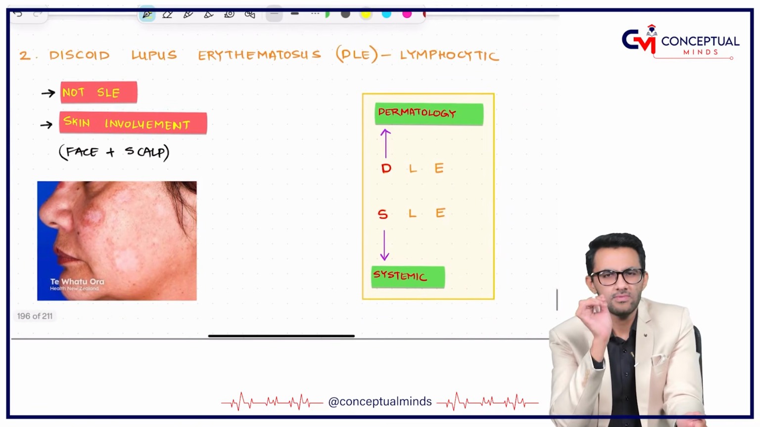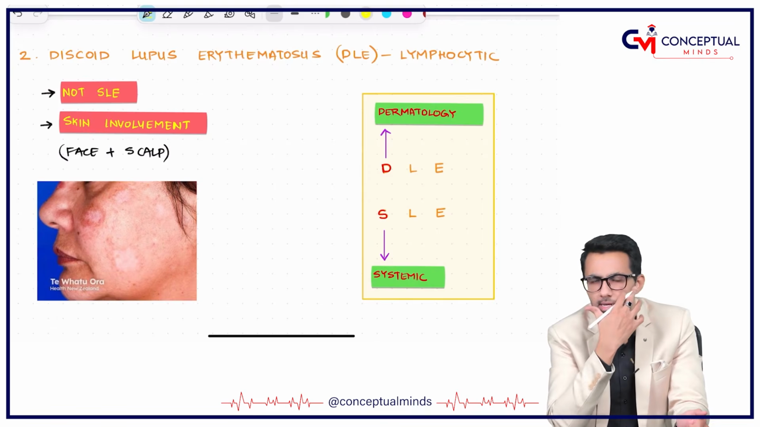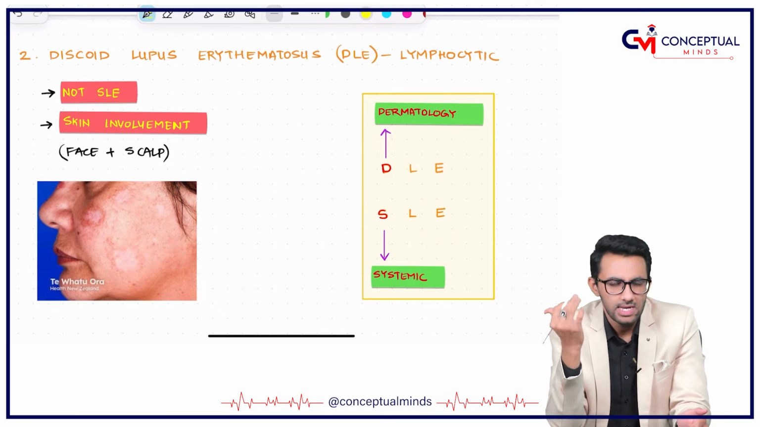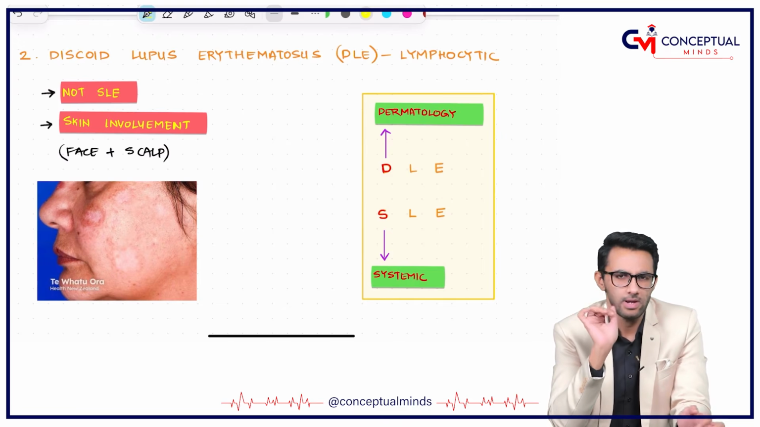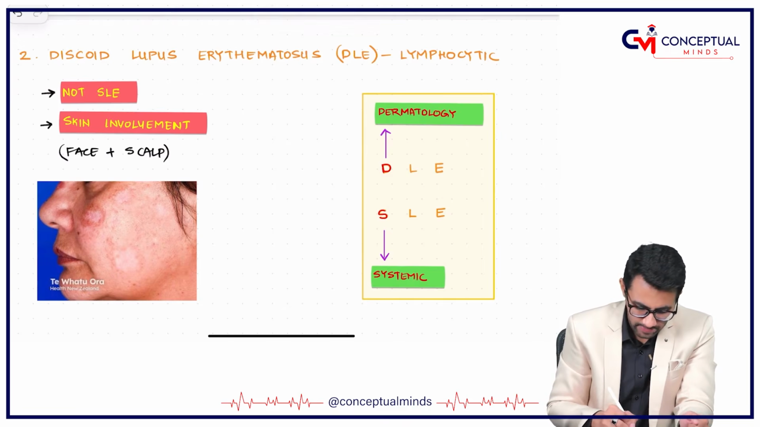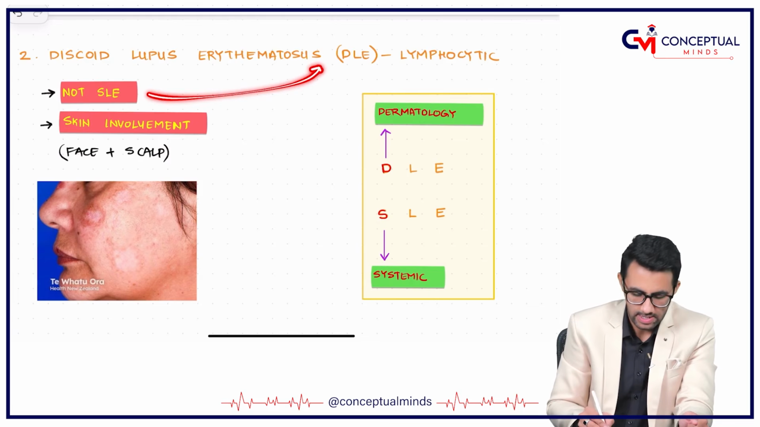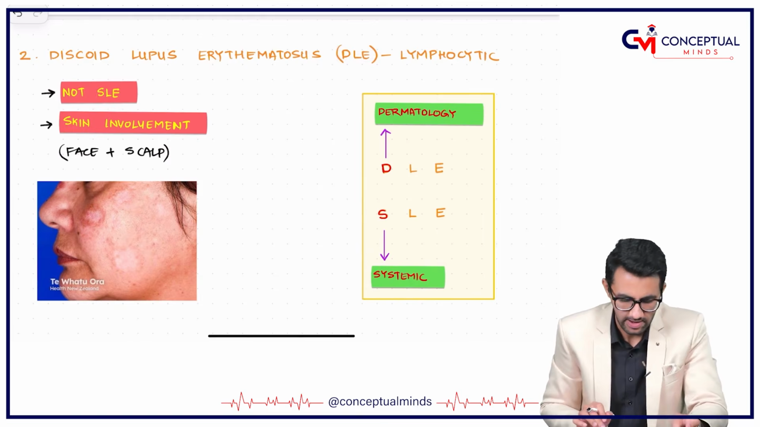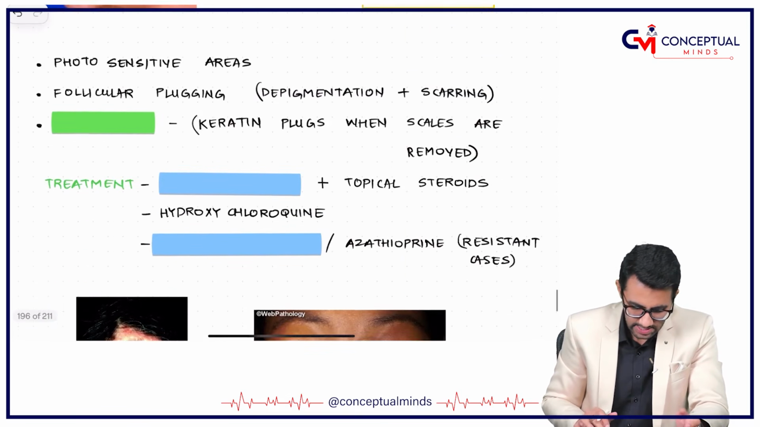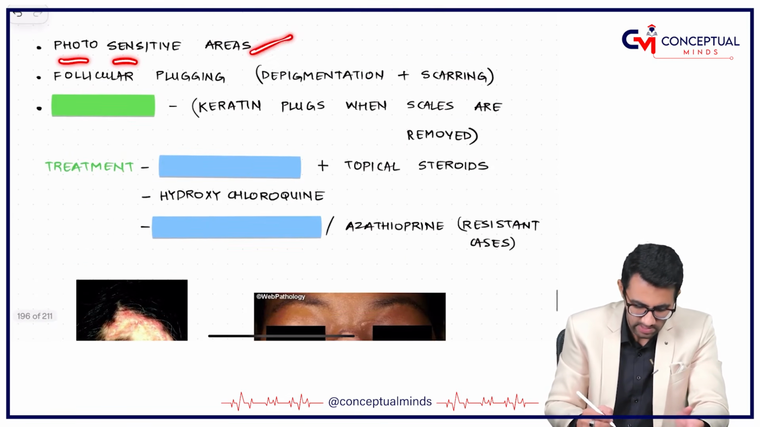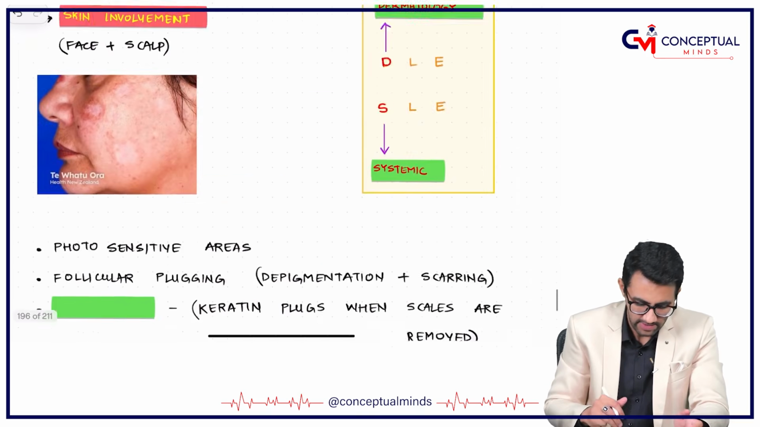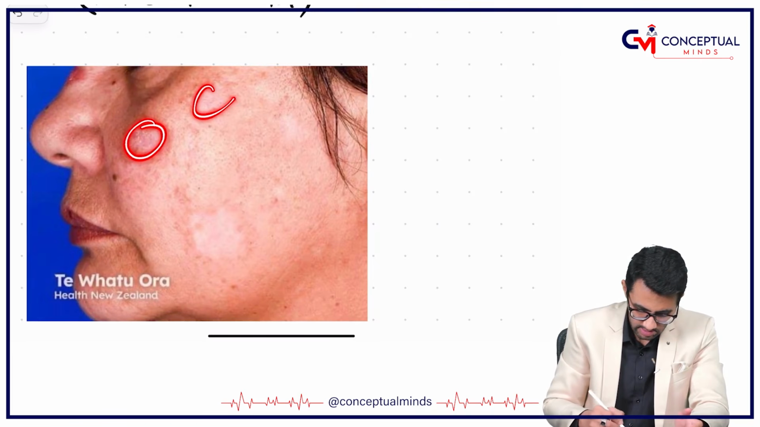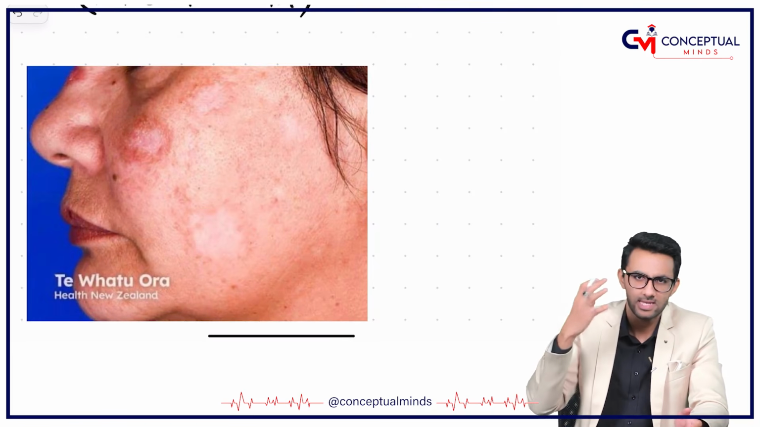And over here I just want to add one more point, that in SLE we could see DLE. I had to add this point so that it could be an extension. But DLE and SLE are separate entities. Okay, so where do we see this? In the photosensitive areas. That is the first place. We see it in the photosensitive areas, as you can see in this image as well. This is the sun exposed part.